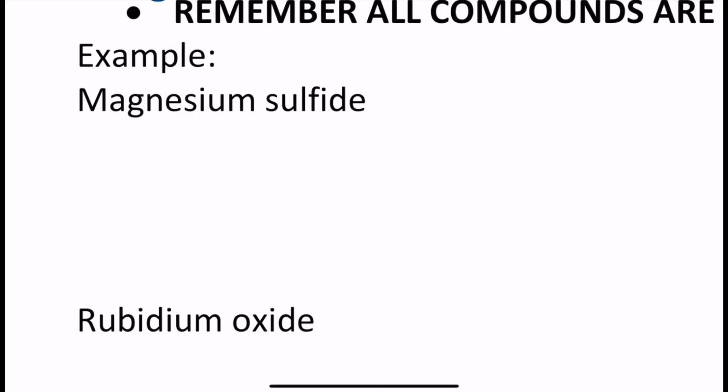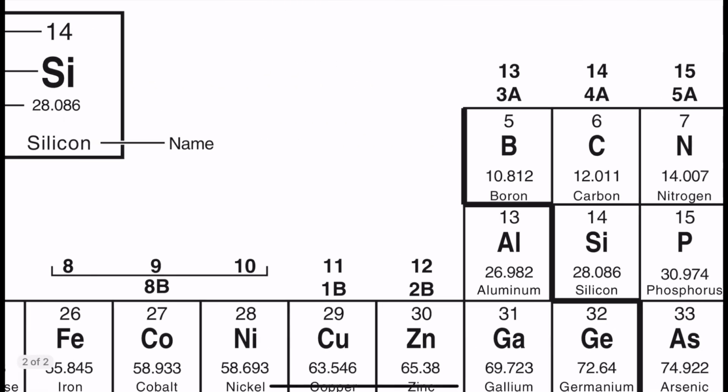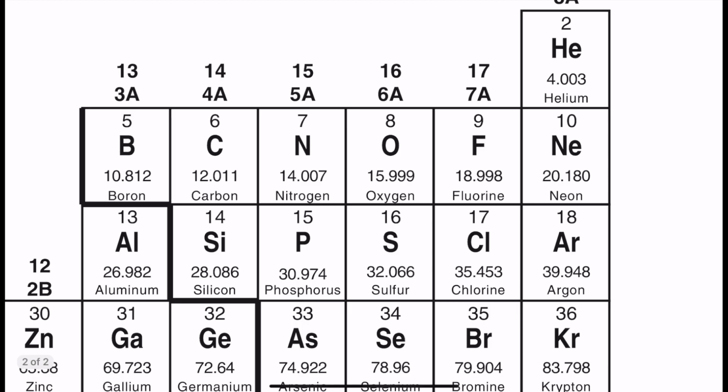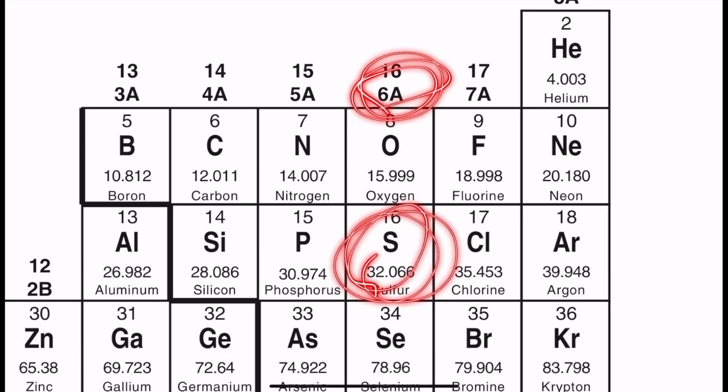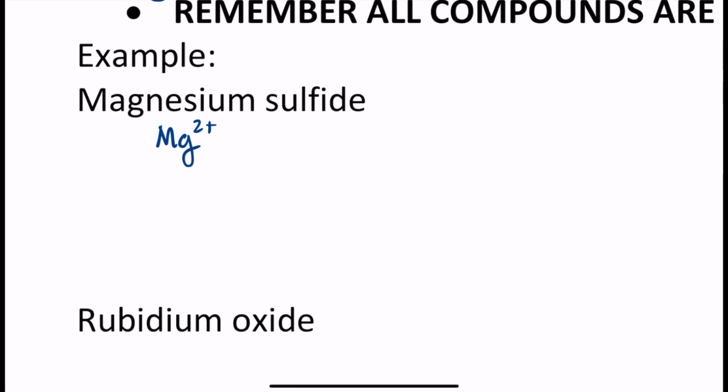Actually, let me use finer font this time. Mg 2+. Okay, when I look at sulfur, I see that sulfide is in group 6A. So if it's in group 6A, it's going to gain 2 electrons and have a negative 2 charge whenever it ionizes. So sulfur is S 2-.